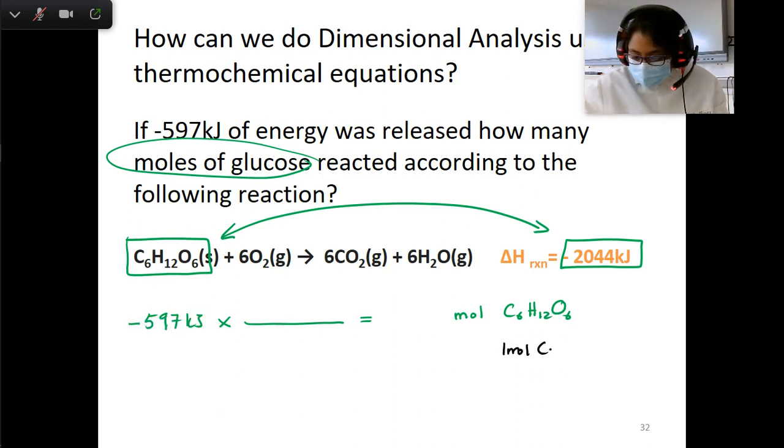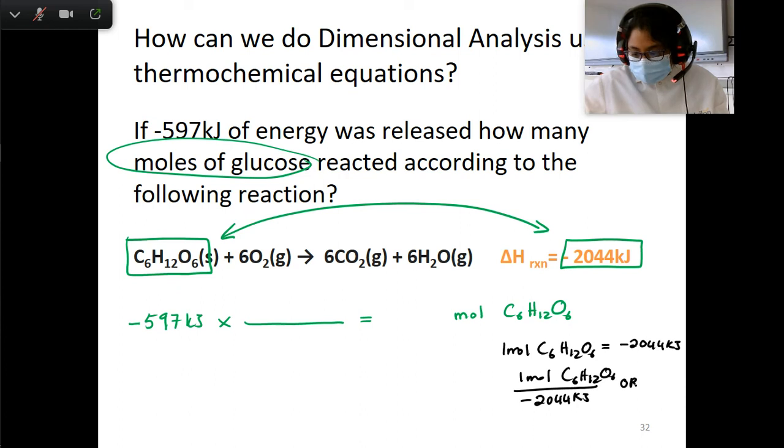You make that equal to each other. 1 mole of glucose, C6H12O6. Again, if you've forgotten, it's 1 mole because the coefficient in front is 1. Negative 2044 kilojoules. Write two conversion factors, 1 mole of glucose on the top and 2044 kilojoules on the bottom, and switch it. Negative 2044 kilojoules on the top, 1 mole of C6H12O6 on the bottom. Now let's see, what do we need to use? This is 1, this is 2.